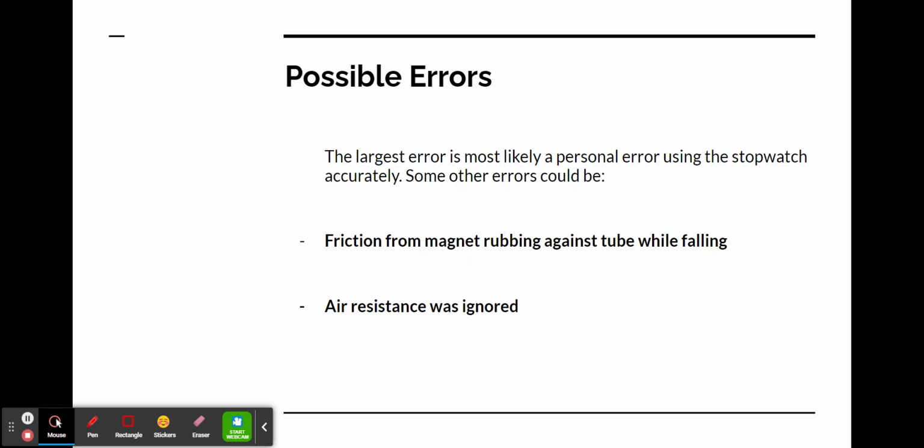Possible errors in this lab. The largest error is most likely a personal error using the stopwatch accurately, and some of the other errors could have been friction from the magnet as it was going down the tube, because I wasn't holding it straight too, so it could have hit the sides, and air resistance was completely ignored, so that definitely did something.